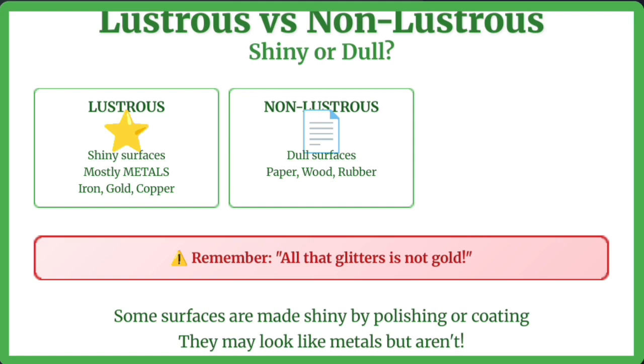Materials can be lustrous, shiny, like most metals, or non-lustrous, dull, like paper and wood. But remember the saying, all that glitters is not gold. Some surfaces are made shiny by polishing, not because they're metals.